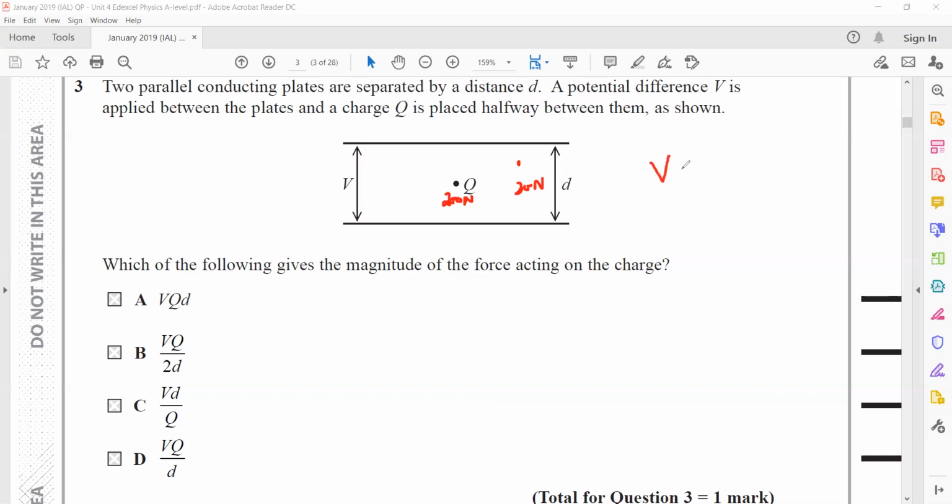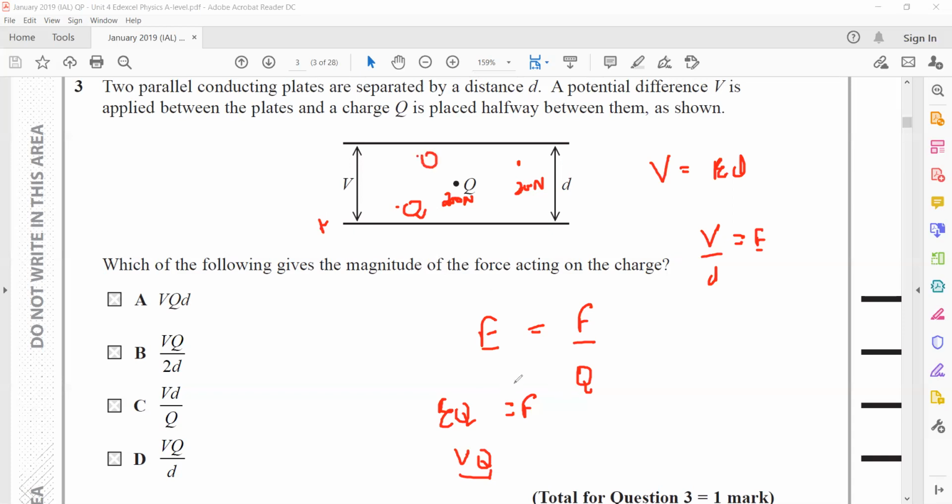We have the formula V equals ED, or V divided by D equals E. And we have the formula E equals F over Q. So F equals E multiplied by Q. E is constant, which is V over D. So we can write F equals VQ over D. Even if I place a charge near the positive electrode or near the negative, because the force is constant, it is always given by this formula, VQ divided by D.